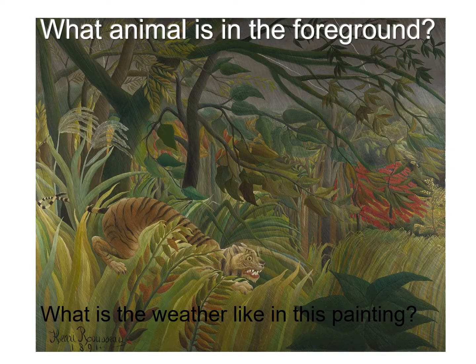What animal can you see in the foreground? And what do you think the weather might be like in this painting? So in the foreground, you should be able to see a tiger, and the painting is very, very grey, maybe giving the impression that it's raining or it's a very gloomy day.